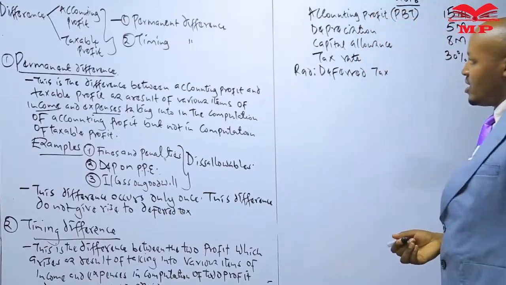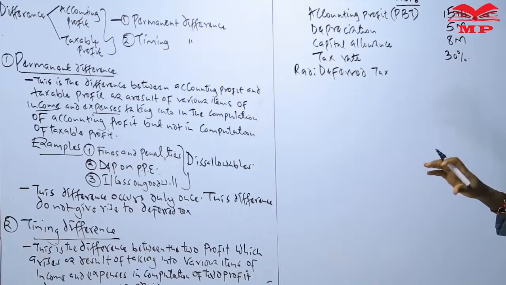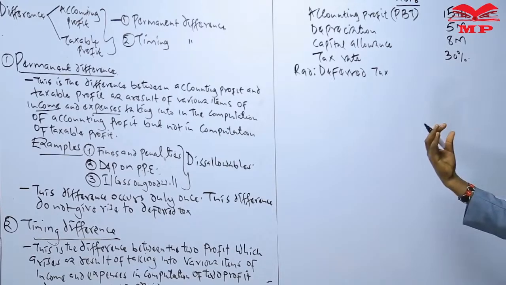Now, for us to be able to compute the actual amount of tax which is supposed to be paid, that actual amount of tax should always be computed on the taxable profit.